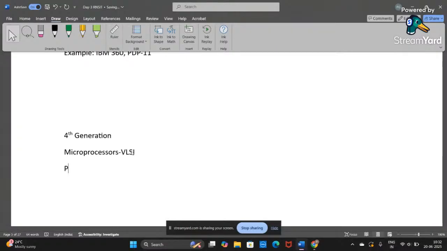Programming languages used. Then devices are like PCs, laptop, then mobile phone.